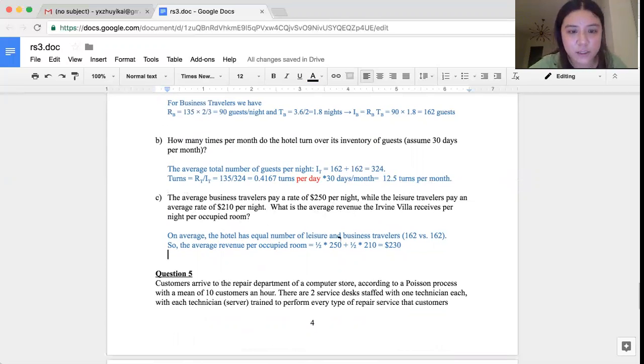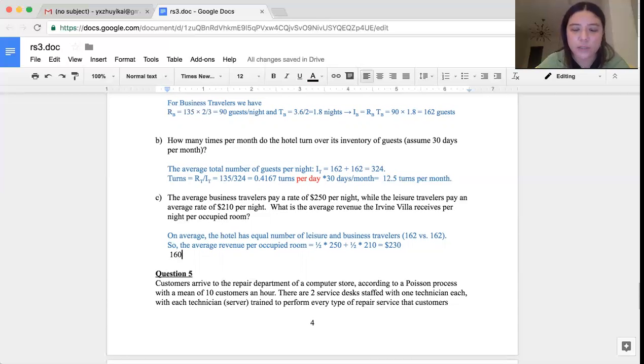So on average, the hotel has an equal number of leisure and business travelers, 162 versus 162, and they're equal. So we can just calculate the average of 250 and 210, then we get 230. If they're not equal, suppose the number of business travelers on any day is 160.